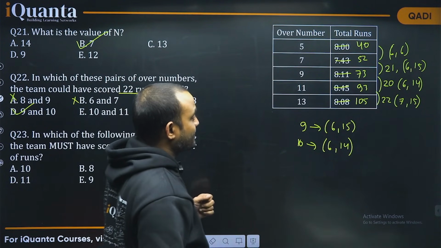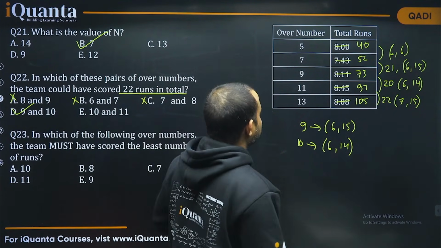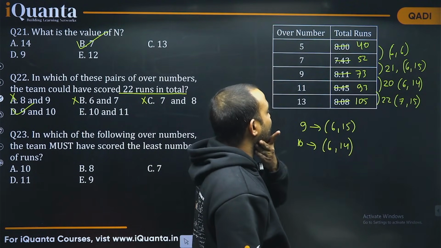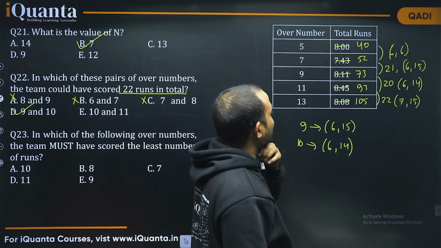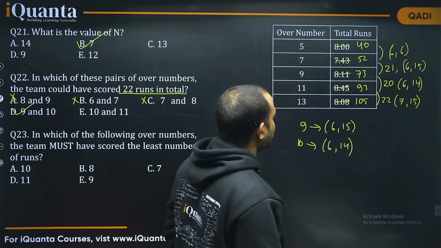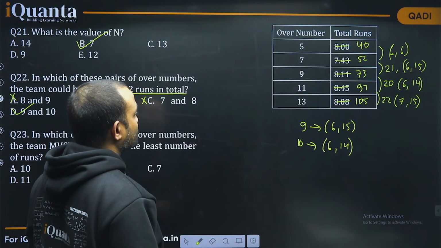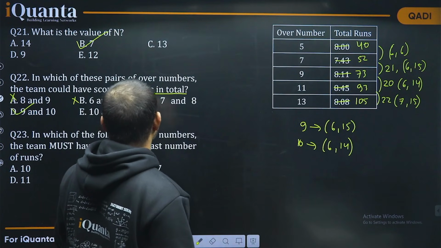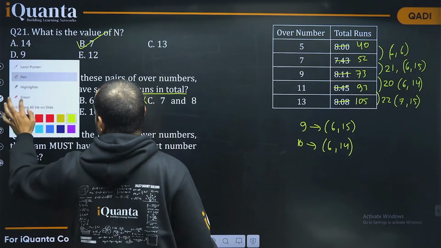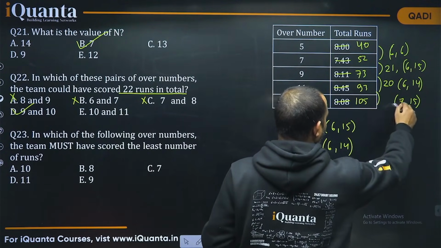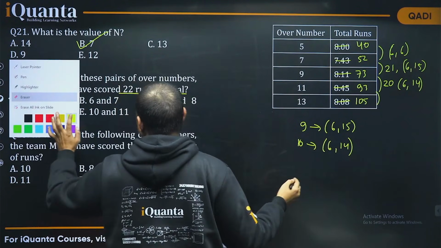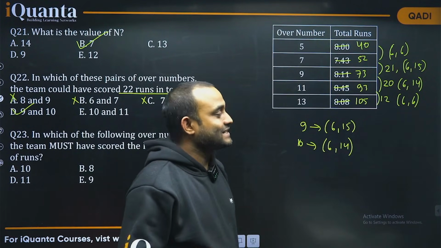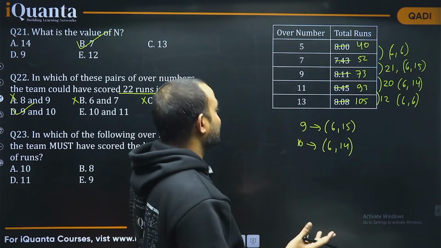10 and 11. Last one is 10 and 11. In the 10th over, the runs scored can be 6 to 14. In the 11th over, it could be 7 to 15, right? So is 22 possible or not? It says, in which of these pairs of over numbers the team could have scored... Okay, my mistake, guys. This is 12, not 22, right? This is 12. That's why I'm thinking, what's wrong with this, that I'm getting two answers. 10 and 11th are also possible.